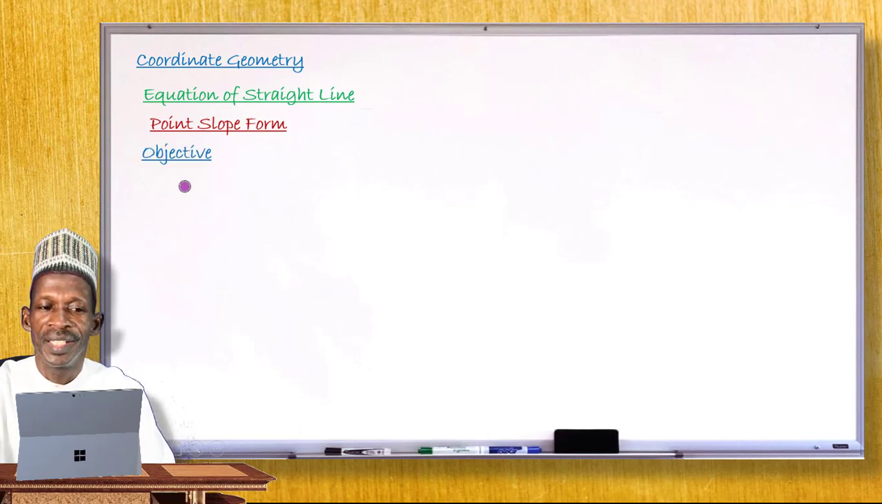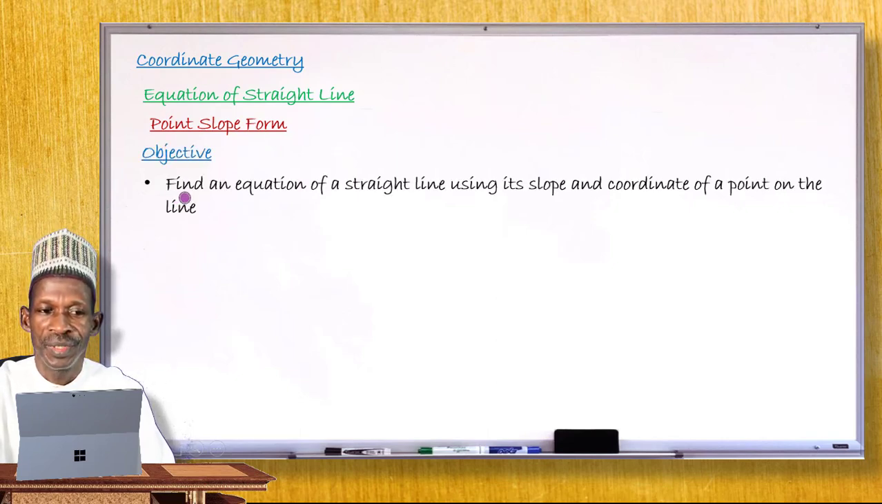After completing the lesson today, my dear student, you will be able to find or write an equation of a straight line using its slope and the coordinate of just a point on the line. This is what I hope you'll be able to do after completing the lesson today.